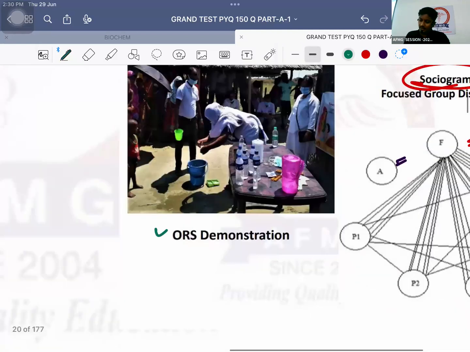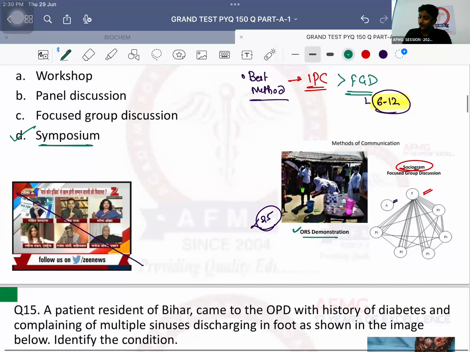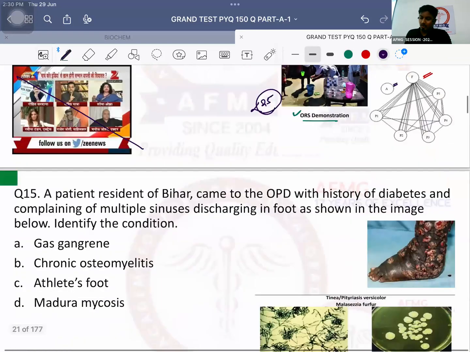Next, what is this method? It is demonstration. Is demonstration a one-way method or two-way method, Socratic or didactic? It is a two-way method of communication, that is the Socratic method. Why? Because after demonstration, a question and answer session is allowed. The ideal audience size for demonstration is 25, usually less than 25. It is used for ORS preparation and counseling. No issues with this, anybody? That's important.